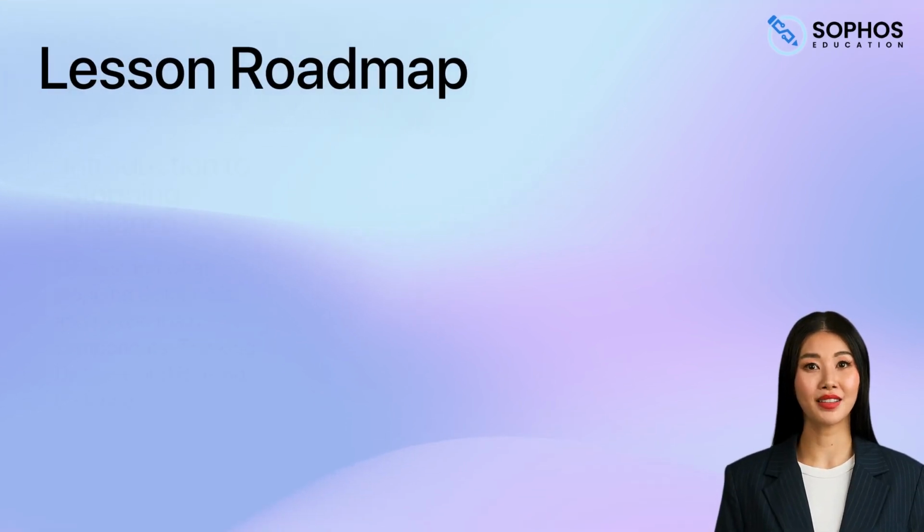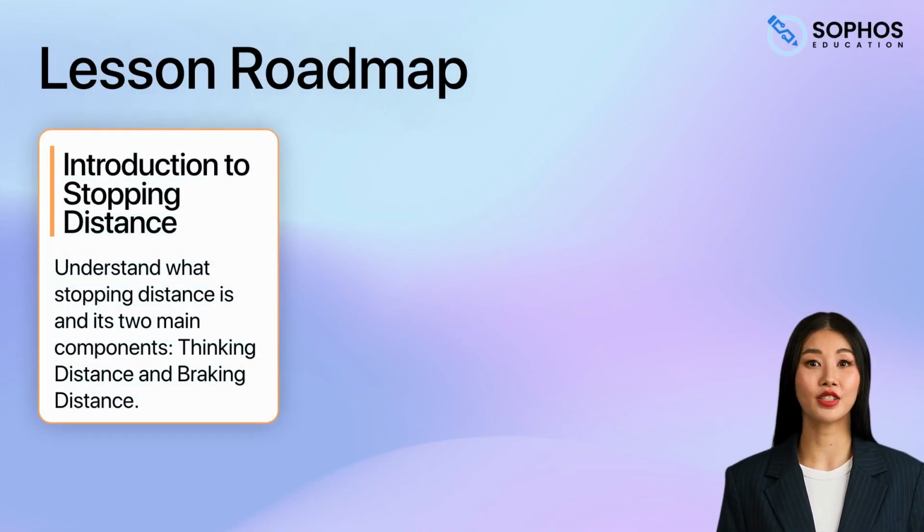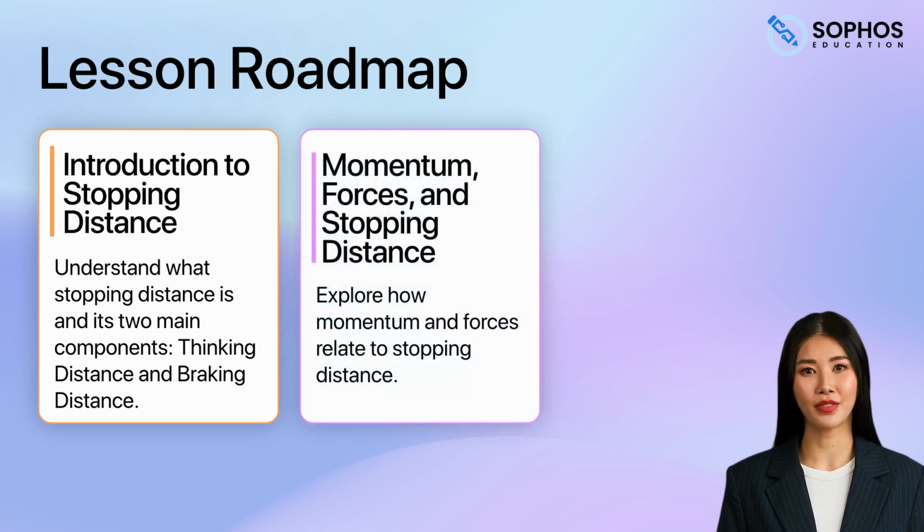We will begin by understanding what stopping distance is and its two main components, thinking distance and braking distance. Next, we will explore how momentum and forces relate to stopping distance, including the impact of a vehicle's speed on the distance required to stop completely.